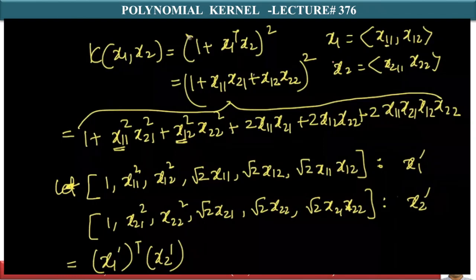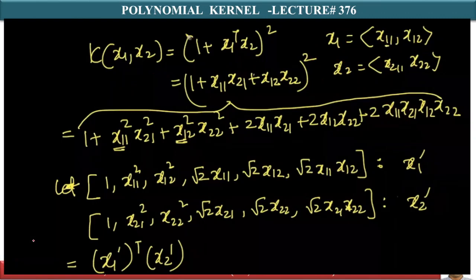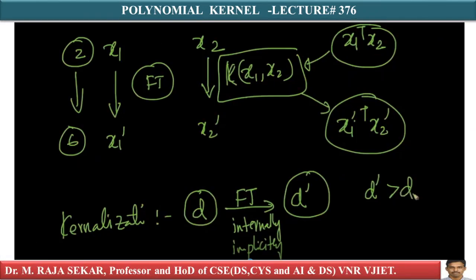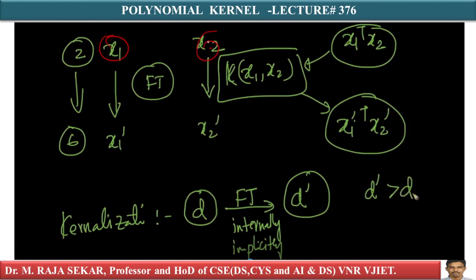Look at our original points: x11, x12 and x21, x22 are in 2D. x1 and x2, these two points, are in 2D. Now, observe x1 dash: it is only a transformation of x1. Similarly, x2 dash is only a transformation of x2. Imagine I am given x1 and x2.